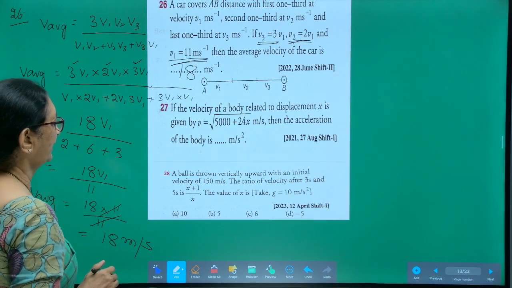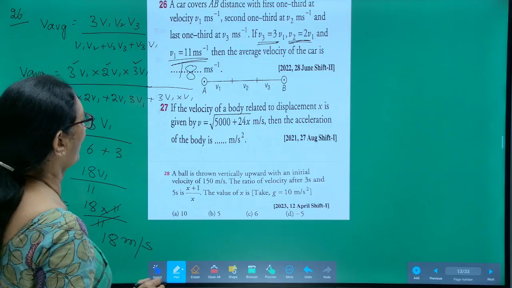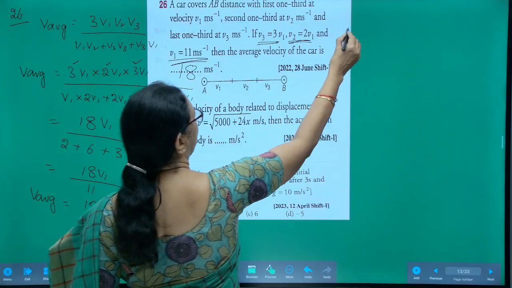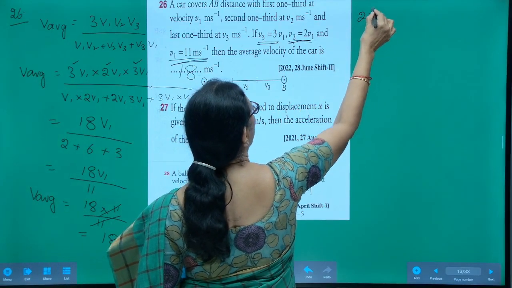So looking into the 27th problem. Look here. 27th problem.